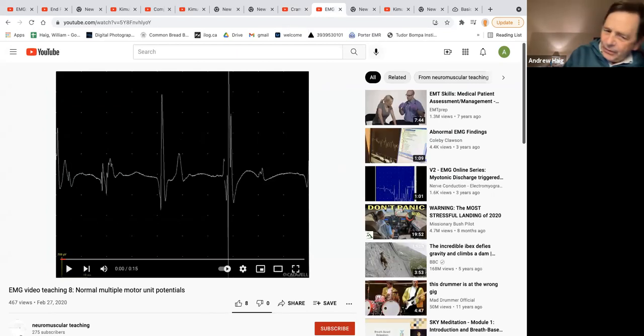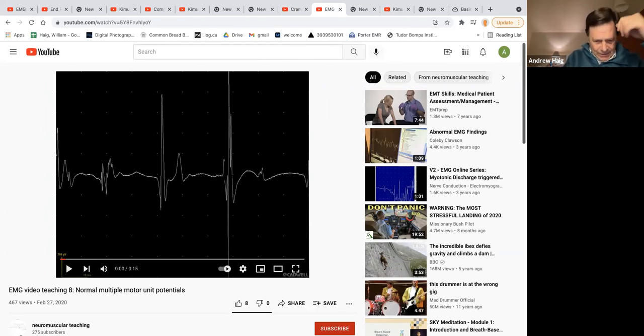So if you look at this frozen picture, which I'll get moving, you can see in the middle, on the right-hand side, there's a tall MUP unit, and it goes up, down, up, down, up, down. It's got a few extra phases. If you look at that little character to the right-hand side of it, that's probably just another motor unit firing at a different rate. But if that little character was attached to this first one, you'd say, whoa, that makes it even more polyphasic.